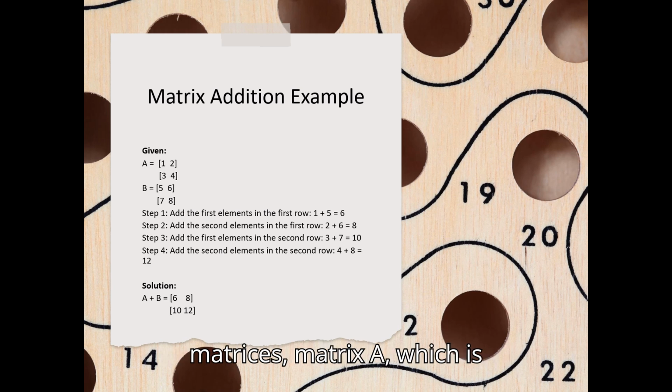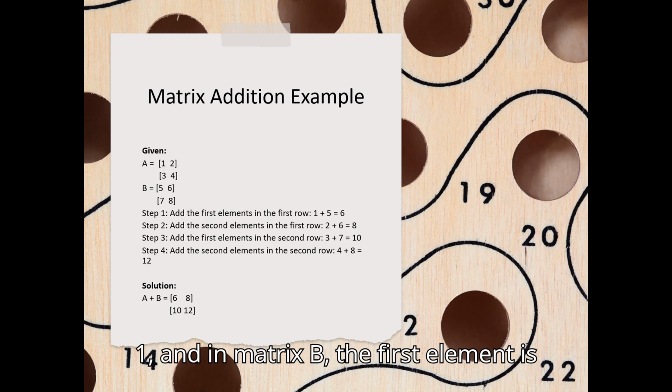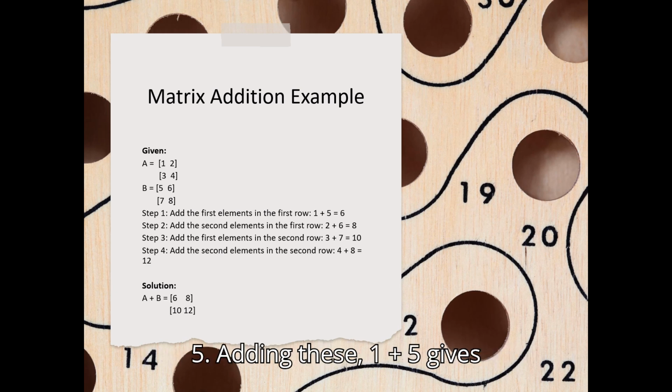We are given two matrices, matrix A, which is 1, 2, 3, 4, and matrix B, which is 5, 6, 7, 8. We want to find A plus B. Step 1, we start by adding the first elements in the first row. In matrix A, the first element is 1, and in matrix B, the first element is 5. Adding these, 1 plus 5, gives 6.